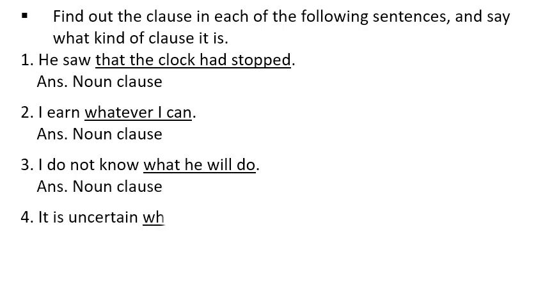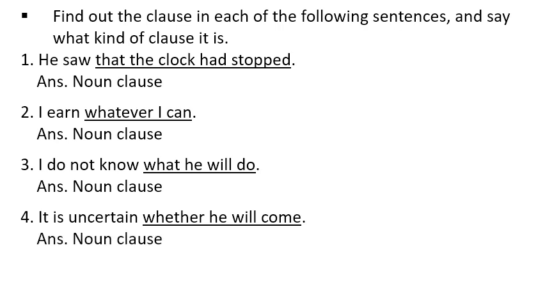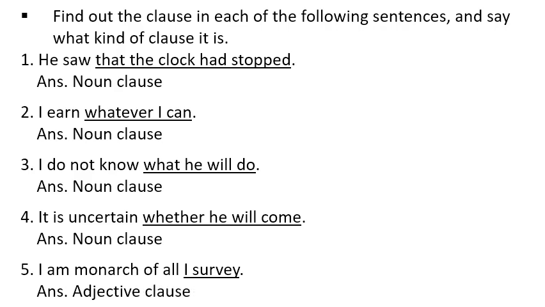Number 4, it is uncertain whether he will come. Same with this example also, and here the subordinate clause is whether he will come, and here it is a noun clause. Number 5, I am monarch of all I survey. So here the word monarch means emperor, and here as you can see, the relative pronoun is omitted because just after it you are getting one subject and one verb. If you are getting one subject and one verb, then you can omit the relative pronoun. And here I survey is modifying the noun all. That is why it is an adjective clause.